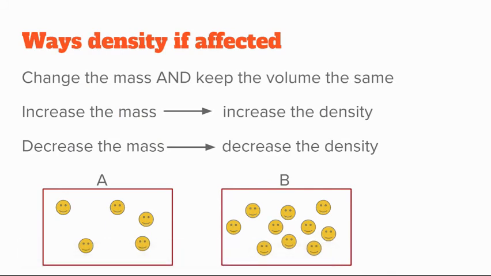So now there are different ways density can be affected. You can change the mass and keep the volume the same. In my pictures, you will notice the boxes are the same size. Now, if I increase the mass, in other words, I'm adding more of my little smiley faces, my density is going to increase. So going from A to B, my density increased. But if I decrease my mass, going from B to A, you'll notice that my density has decreased, because it's the same volume and the only difference is the number of little happy faces inside.